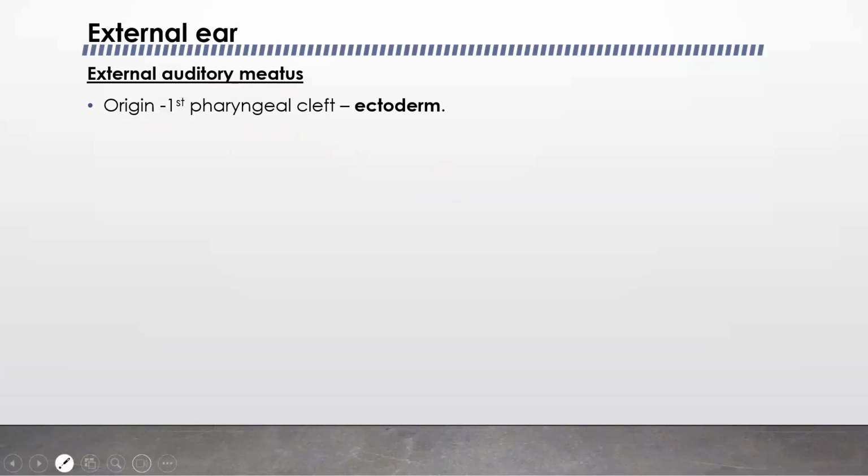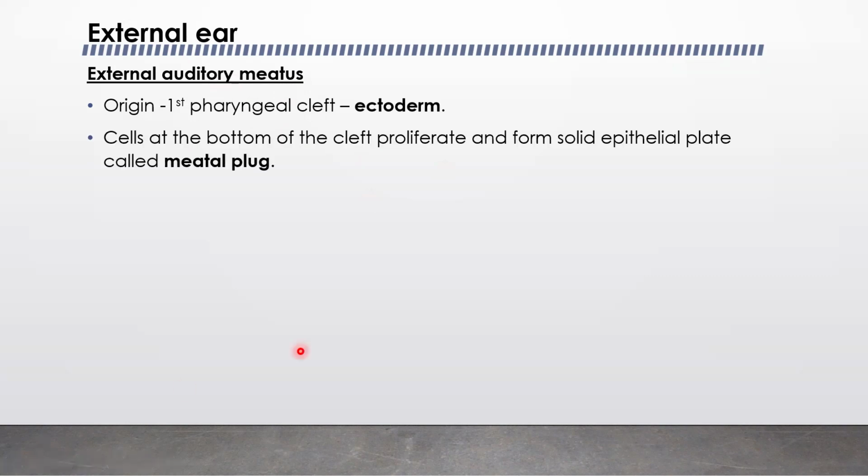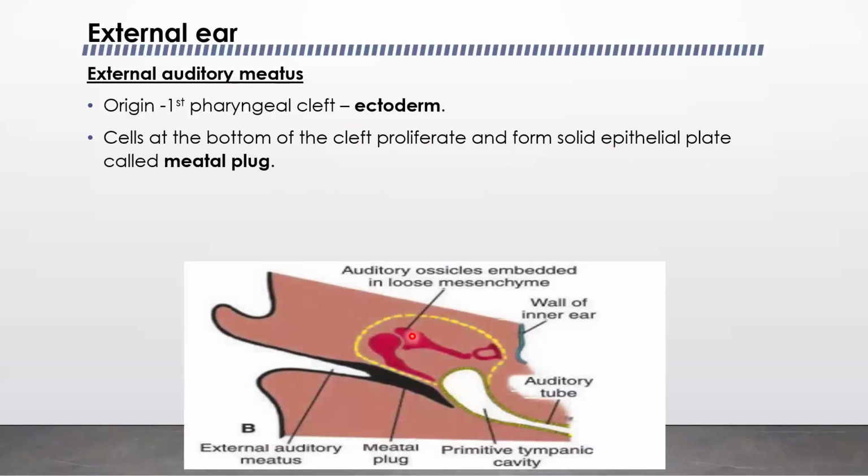So what will happen is that you will have the cells at the bottom of the cleft proliferating to give us a solid epithelial plate that is known as a meatal plug. And this is a meatal plug. You can appreciate this is a developing middle ear. This is a developing outer ear. The developing middle ear is coming from the endoderm. The developing outer ear is coming from the ectoderm.